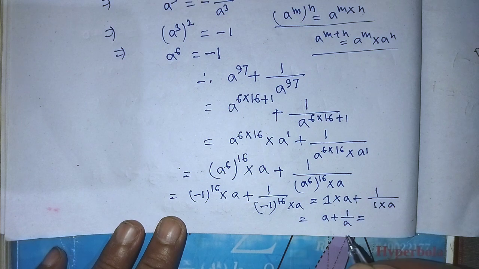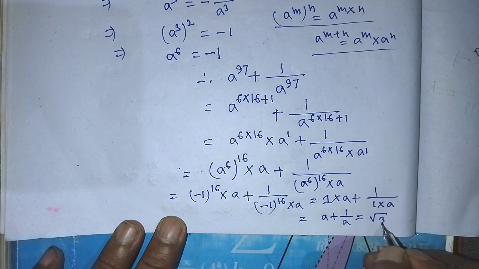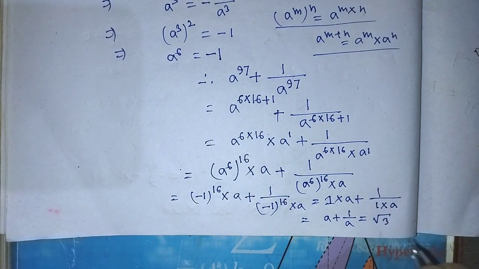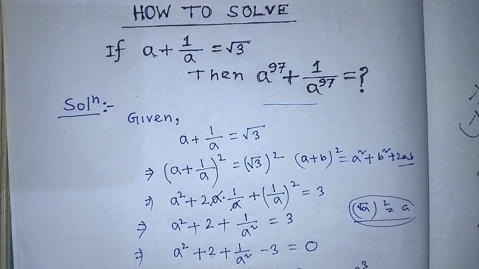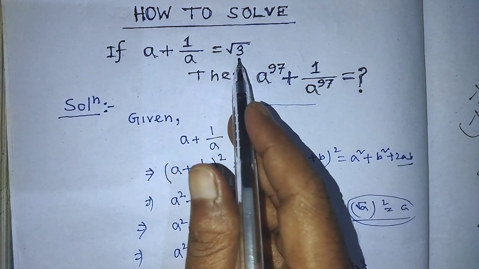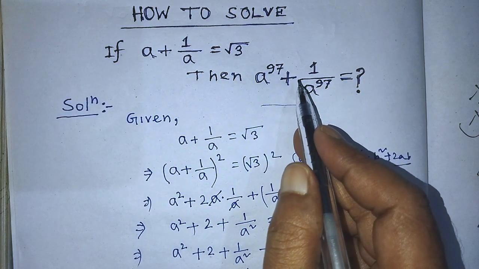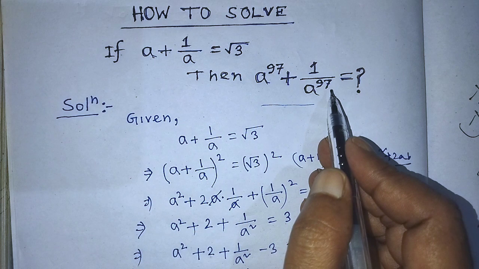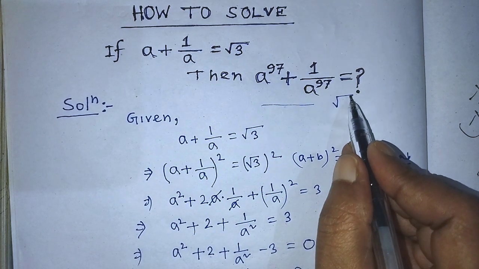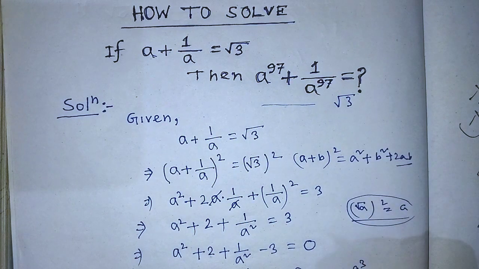so student, we know that the value of a plus 1 over a is root 3. So student, this is our final answer. When the value of a plus 1 over a is equal to root 3, so at that time the value of a to the power 97 plus 1 over a to the power 97 will also be root 3. So this is our final answer. So my dear student, our answer is complete.